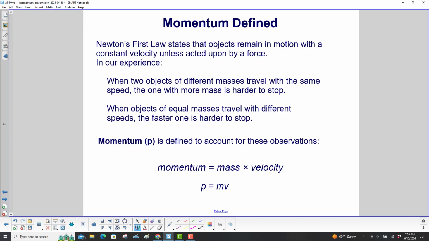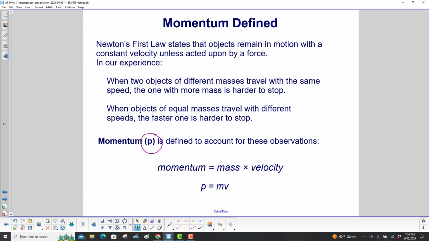Momentum. Newton's first law states that objects remain in motion with a constant velocity unless acted upon by a force. In our experience, when two objects of different masses travel with the same speed, the one with more mass is harder to stop. When objects of equal masses travel with different speeds, the faster one is harder to stop. Momentum, and its symbol is P here, is defined to account for these observations.